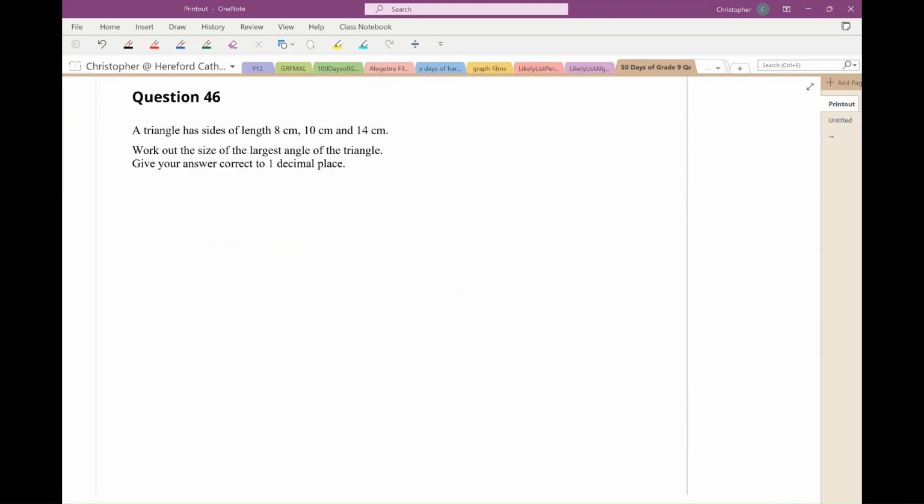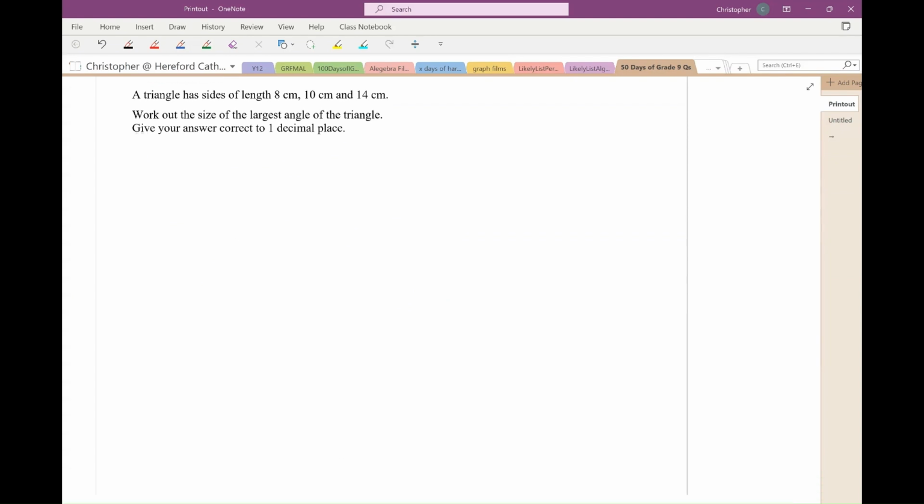Question 46. A triangle has sides of length 8, 10 and 14. Okay, so 14, that can be the long one, 8, and then 10.